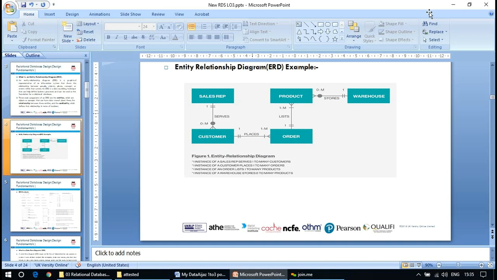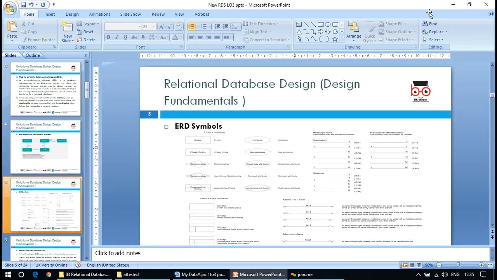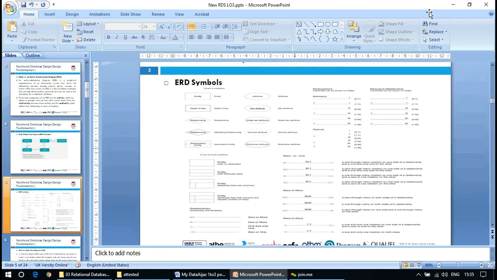Okay, sorry. So is that clear now that ERD is one of the fundamental diagram languages? Yeah, let us go to the next. Now what symbols would you be using in the ERD, like entity, weak entity, relationship.